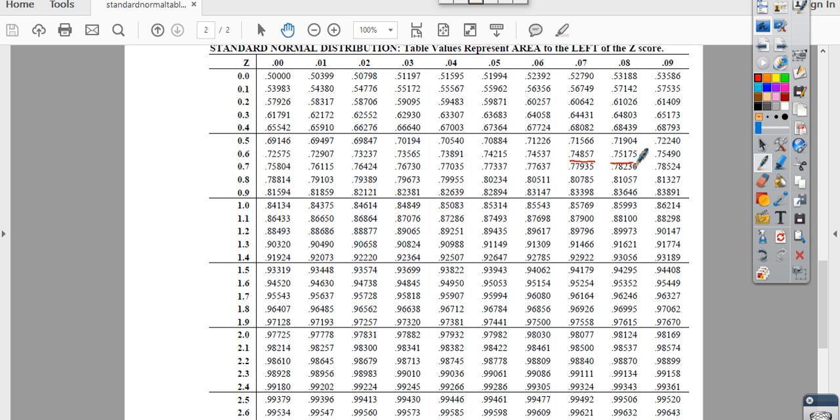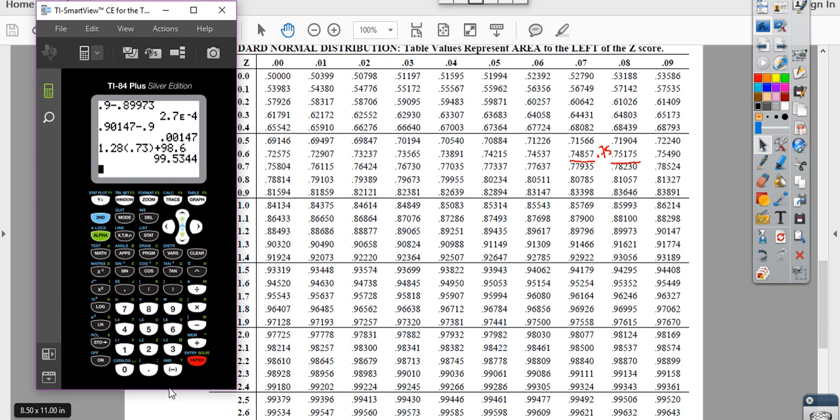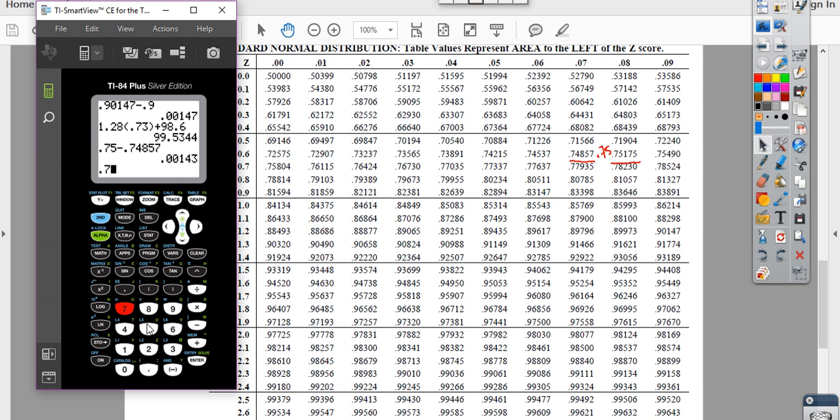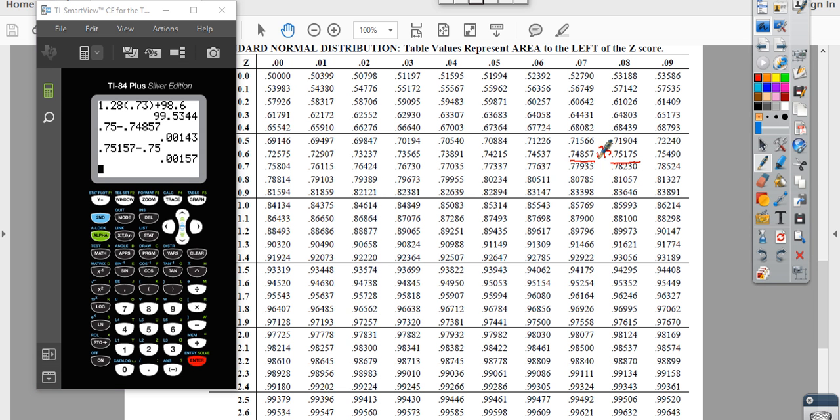So we come inside, we've got 0.74857 and 0.75157. Remember, our number in the middle is 0.75. We need to determine which one has a smaller difference, which one's closer. So 0.75 minus 0.74857, and we find out that the difference for the first one is 0.00143, and then 0.75157 minus 0.75, and we find out that one is 0.00157. So this guy's our winner.